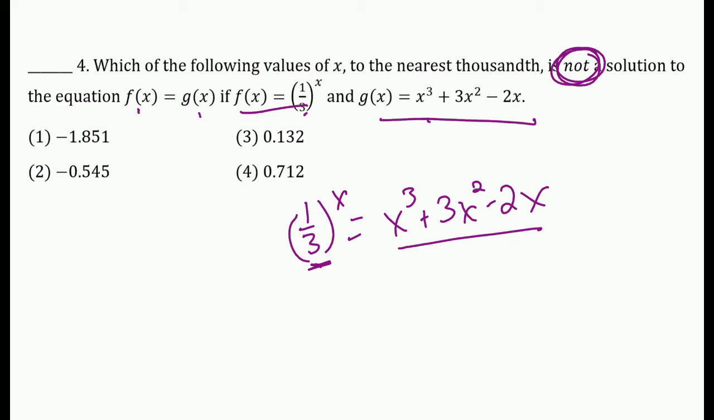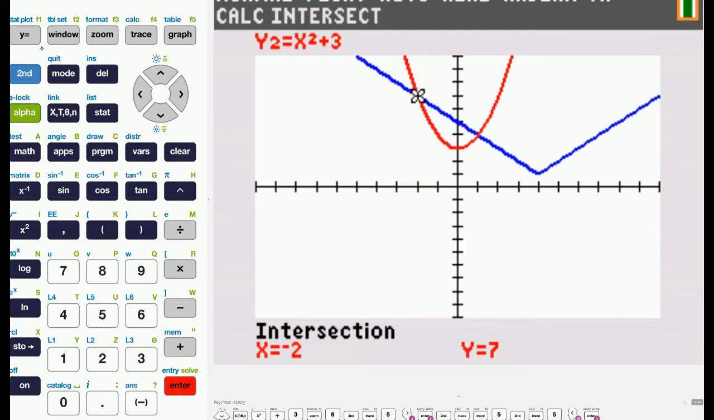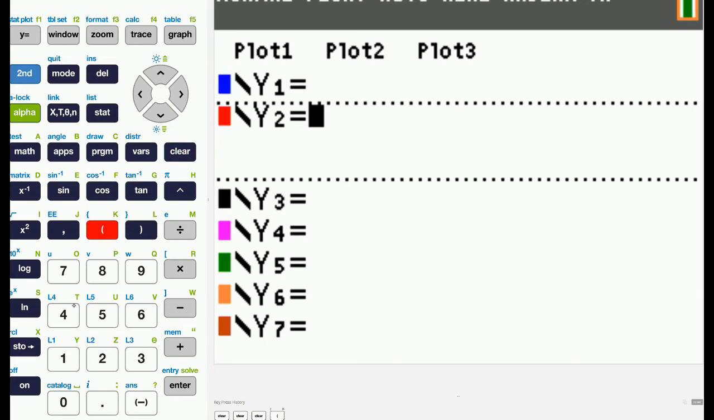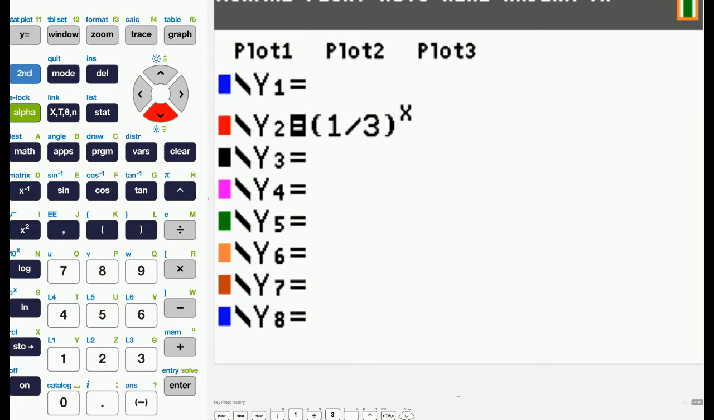There's no algebraic tools to do this, so we're going to have to solve this graphically and approximate it. So we're going to go to our calculator and plug both of these in. Plug f into y1 and g into y2. So 1/3 to the x, 1/3 to the x, and I guess I'm going to use 2 and 3. Doesn't matter which ones you use.